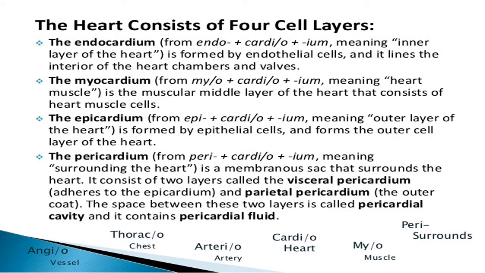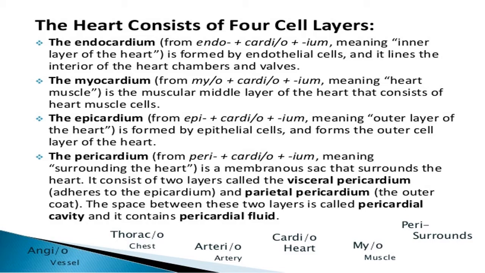The heart consists of 4 cell layers, that is endocardium, the inner layer of the heart formed by endothelial cells, and it lines the interior of the heart chambers and walls. The myocardium, that is the muscular middle layer of the heart that consists of heart muscle cells. Then epicardium is formed by epithelial cells and forms the outer cell layer of the heart.